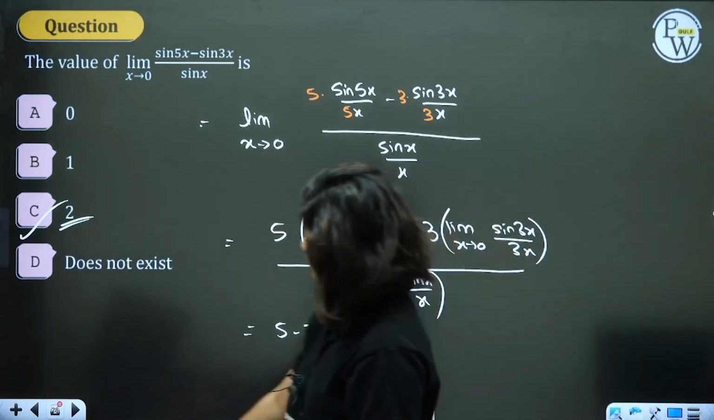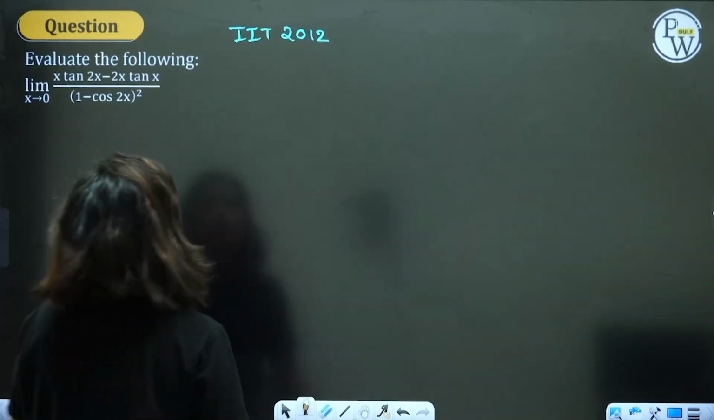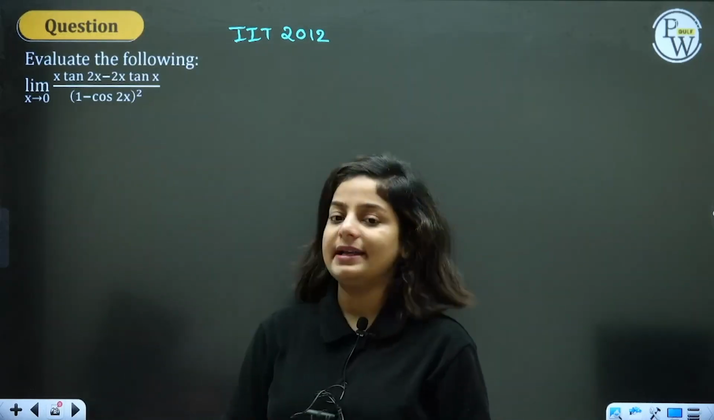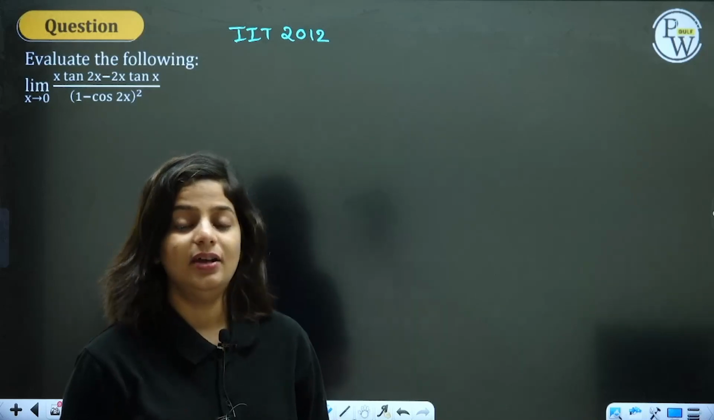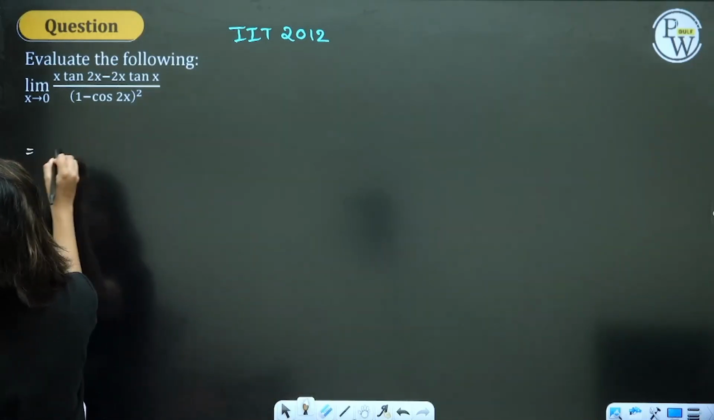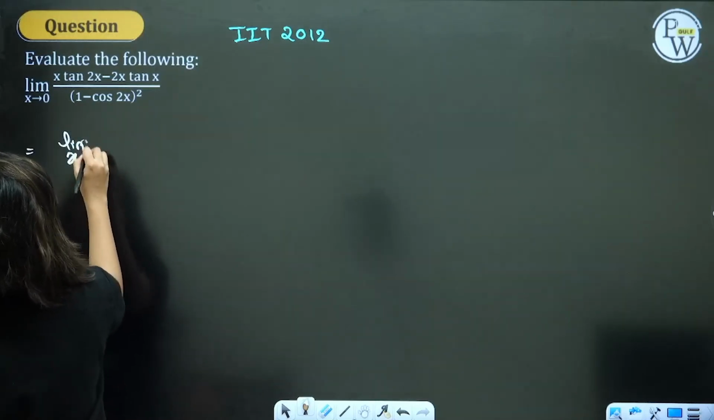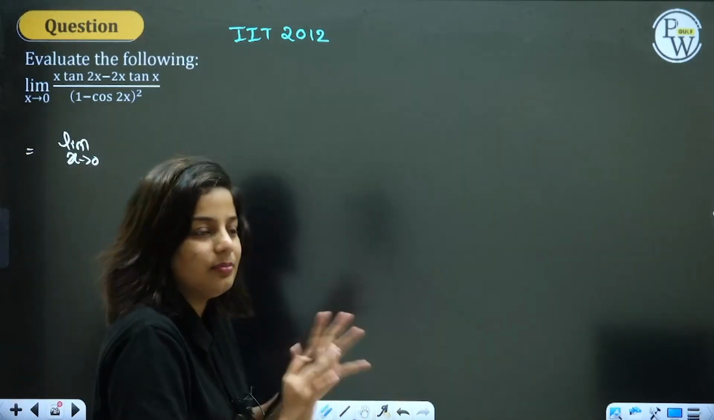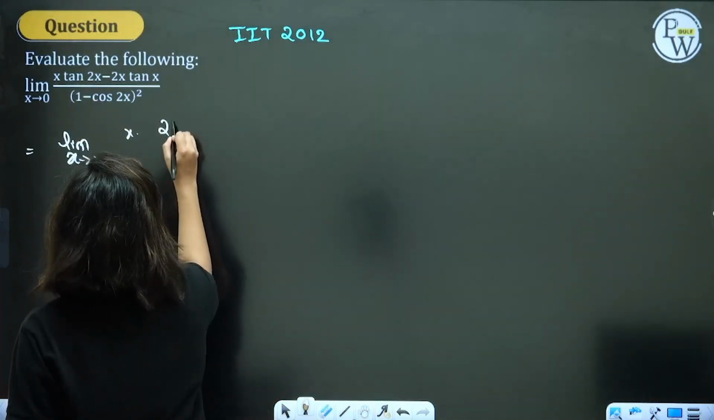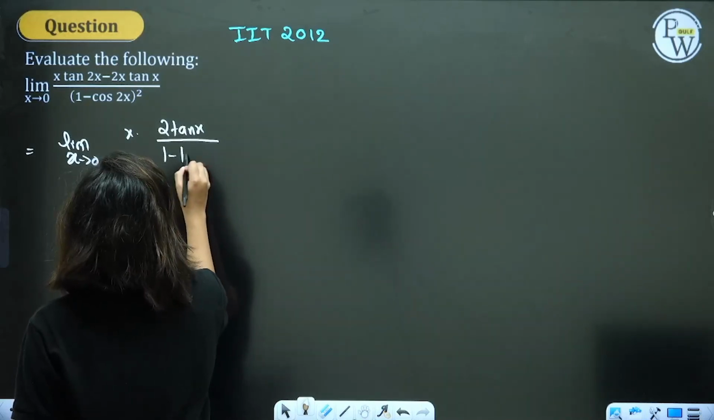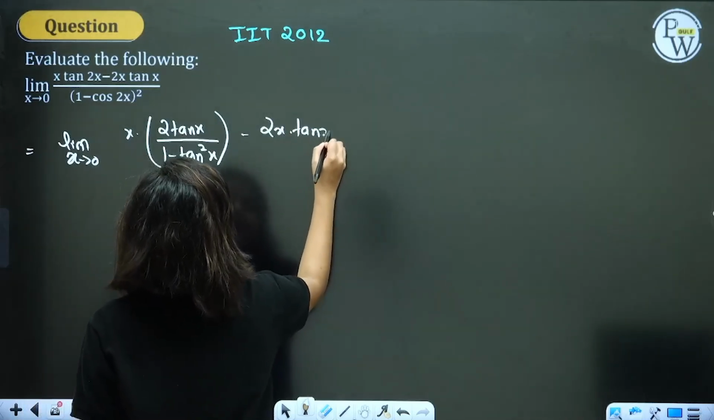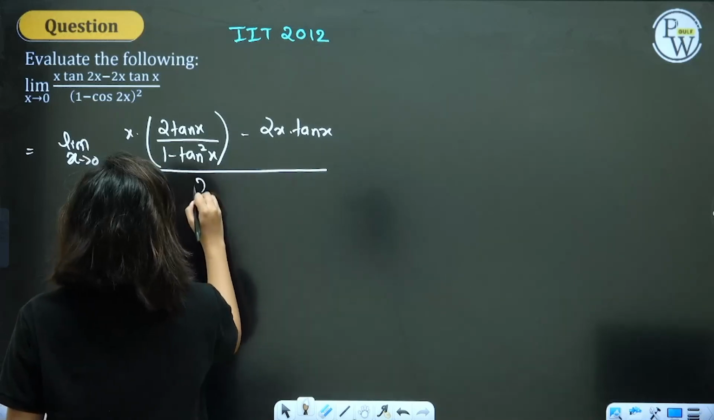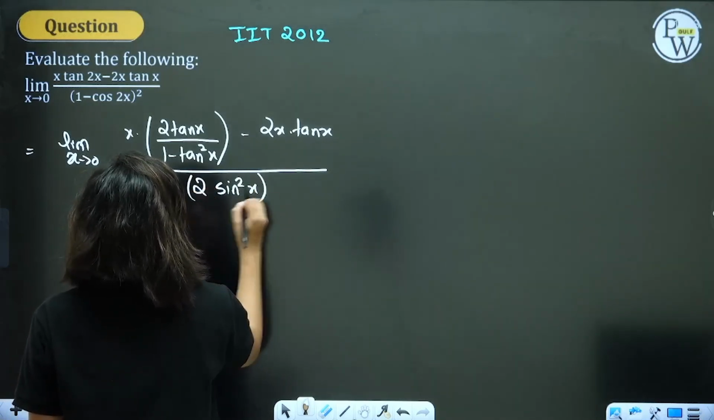Okay, very well. Next. Now this question has appeared in IIT 2012. I already have written it: x tan 2x minus 2x tan x upon 1 minus cos 2x, the whole square. The formula I said will be repeatedly used. You have to use the same formula in the denominator. Well, the numerator has something new. We are bored of the same formula. Tan 2x formula. What is tan 2x? 2 tan x upon 1 minus tan square x, minus 2x into tan x. The whole divided by 1 minus cos 2x, which can be written as 2 sin square x, the whole square.